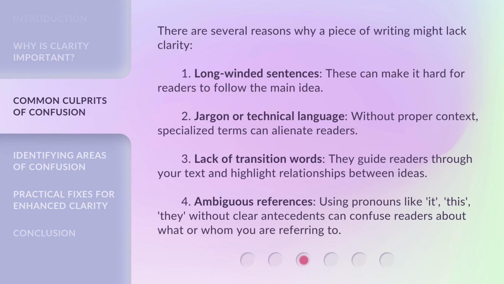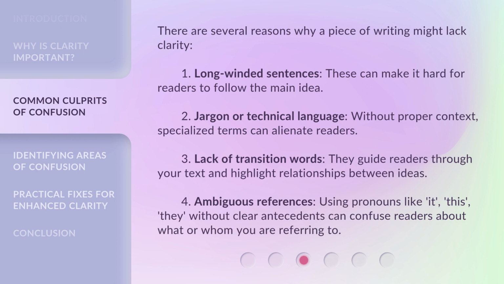There are several reasons why a piece of writing might lack clarity. 1. Long-winded sentences. These can make it hard for readers to follow the main idea. 2. Jargon or technical language. Without proper context, specialized terms can alienate readers.